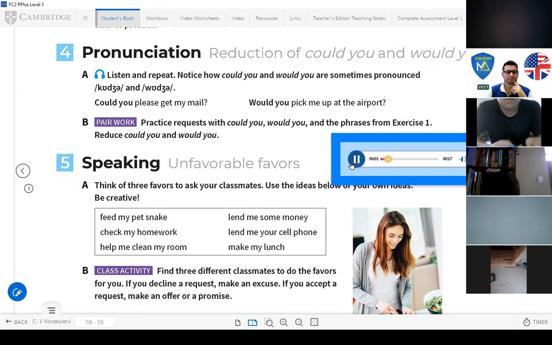Page 59, Exercise 4, Pronunciation. Reduction of could you and would you. Could you please get my mail?